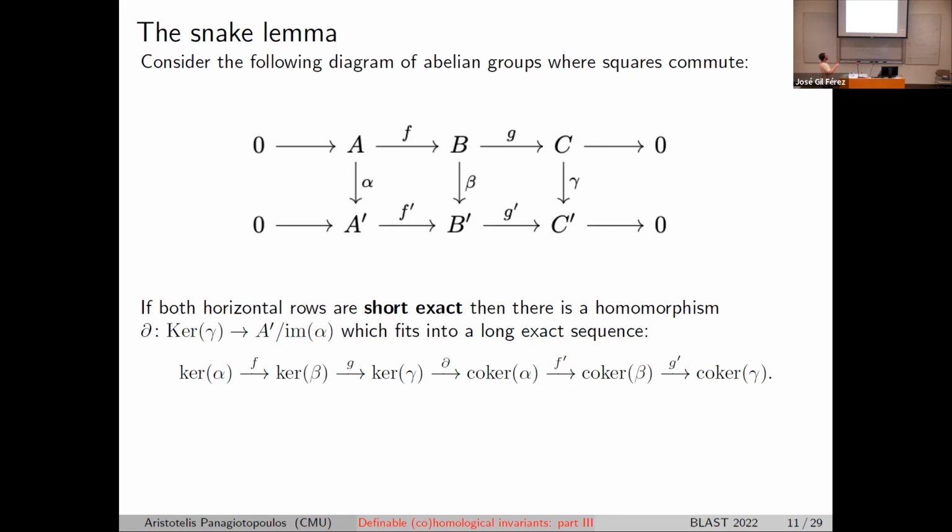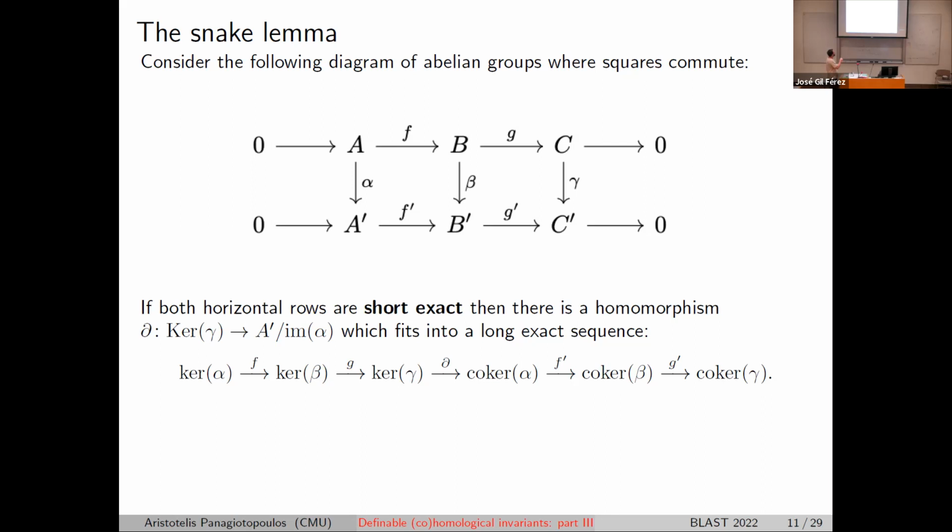Right. So basically, it tells you that here you have the kernel of alpha, the kernel of beta, the kernel of gamma, and the map f restricts to a map between the kernels. But when you reach here, there's a discontinuity that takes you back here. So how do you prove such a thing? Well, it's not very difficult.